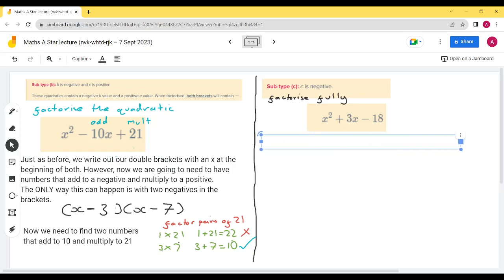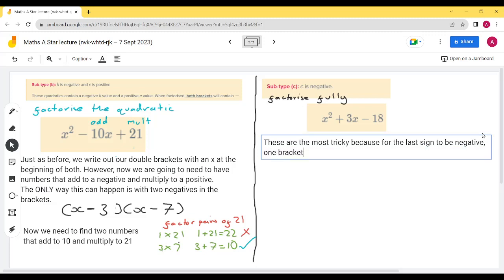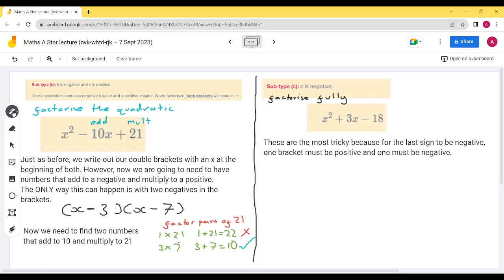So these are the most tricky, because for the last sign to be negative, and that's for the multiplication, one bracket must be positive and one must be negative. So we've got minus 18. Well, minus 18 is the result of multiplication. So for something to multiply to get a negative, it has to be a positive and a negative.